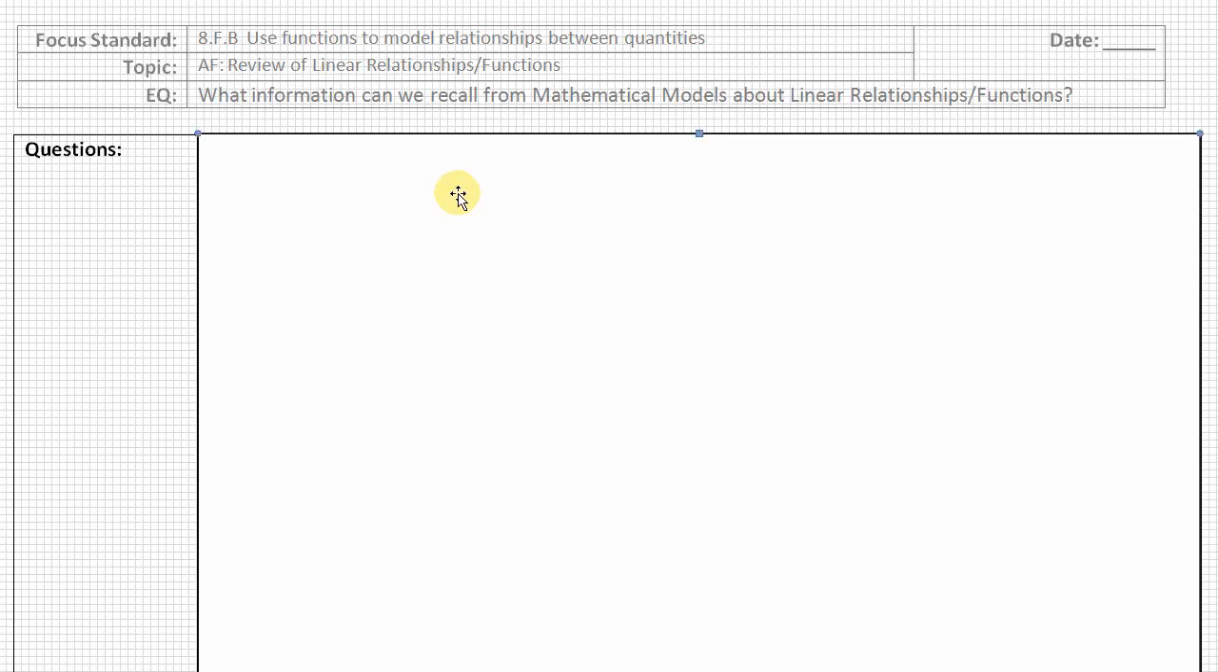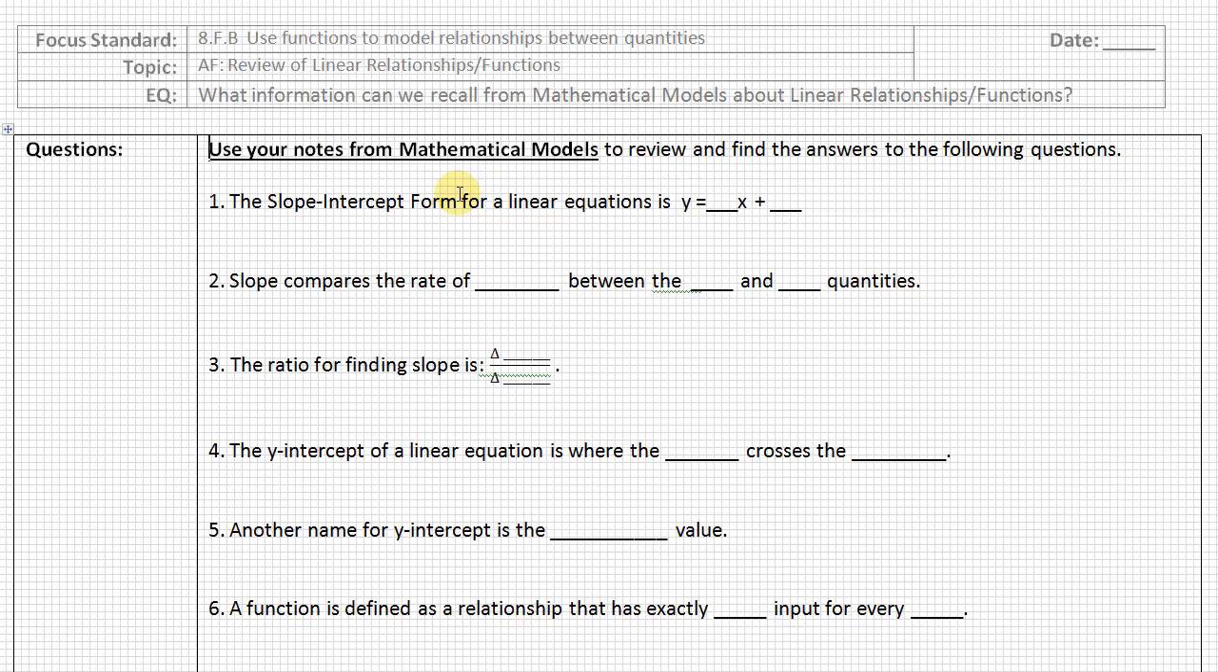So in this video, I'm going to present 8 questions, and here they are, and I want you to use your notes from the Mathematical Models unit to review and find the answers to the following questions. I'll read them out to make sure that we agree and do a little bit of explanation, but in order to get full credit for these notes, you need to have the questions copied down and the answers to them filled in.